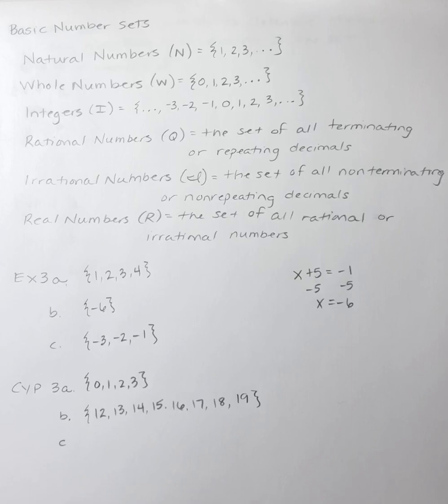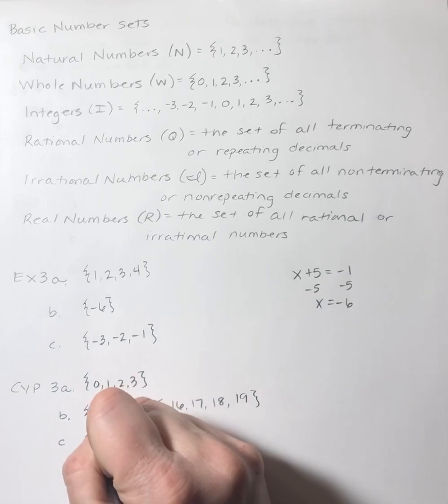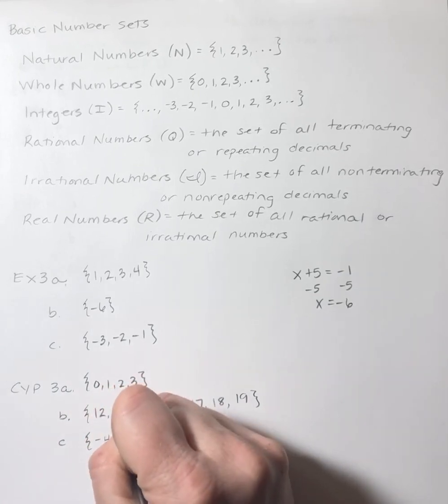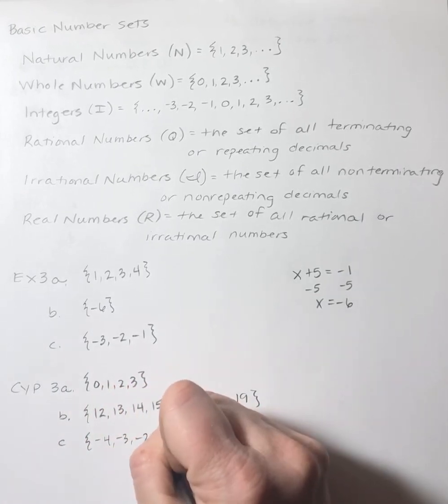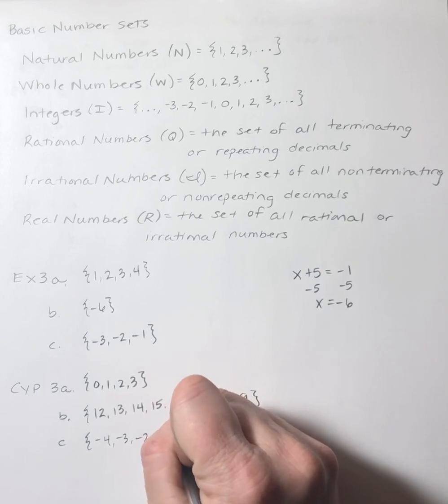And then for check your progress 3, the set of negative integers greater than negative 5 and less than 7. So if it's negative integers greater than negative 5, I'd include negative 4, negative 3, negative 2, negative 1. And then because they said negative, even though they said less than 7, none of the rest of these numbers are negative, so we don't include them.